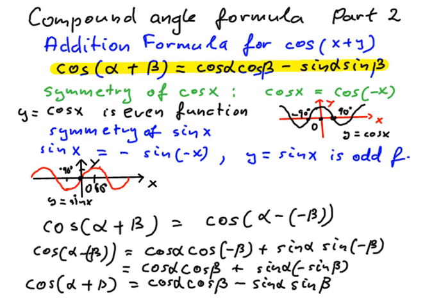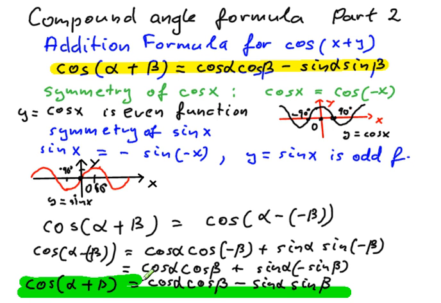So this is the formula of the sum. Cos alpha plus beta is equal to the difference of the products. This is important for us to remember, because in the next video we'll do double angle formulas, and this is important for us to know.